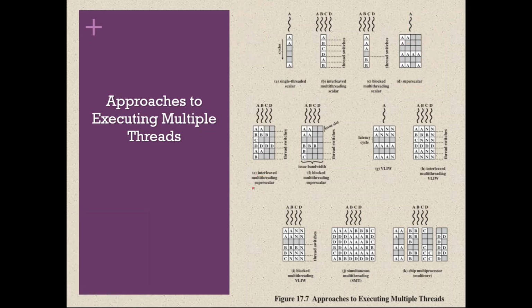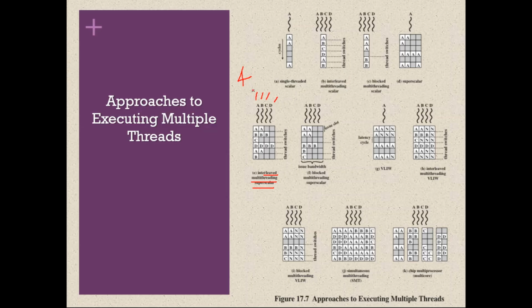Next, superscalar with interleaved multi-threading. Interleaved in itself means context switching based on time. Here there are 4 threads: thread A, thread B, thread C, and thread D. Again let us assume we have a 4-way superscalar, a single processor with 4 execution units, so the 4 blocks are shown here. In each row there are 4 blocks, which means there are 4 execution units available.